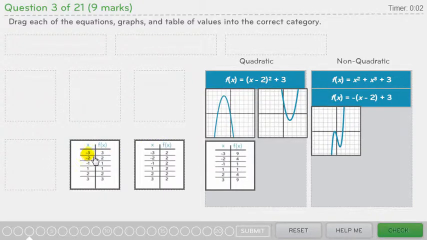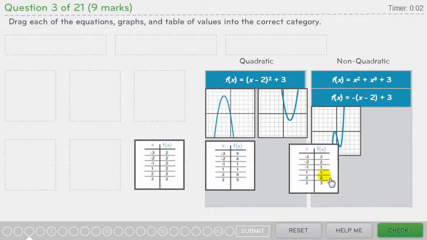Next, we have this function. The input value negative 3 produced 3, negative 2 produced 2. Since these clearly are not being squared, we're maybe not sure what type of function it is, but we're positive it's not a quadratic function.